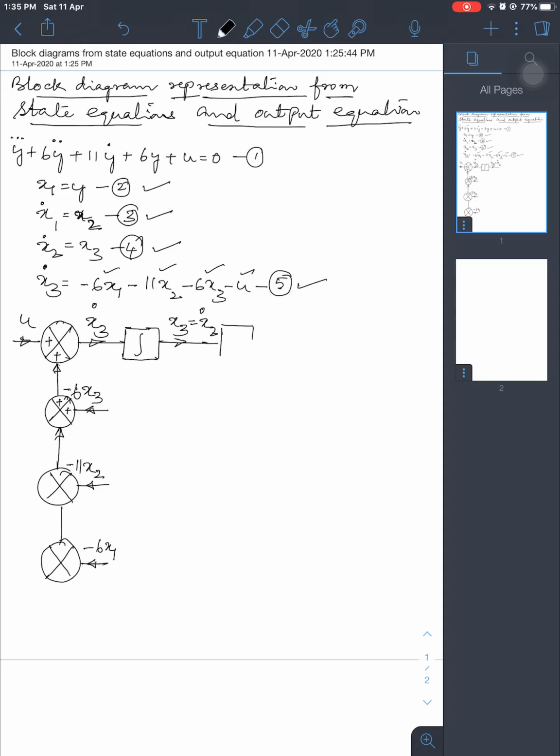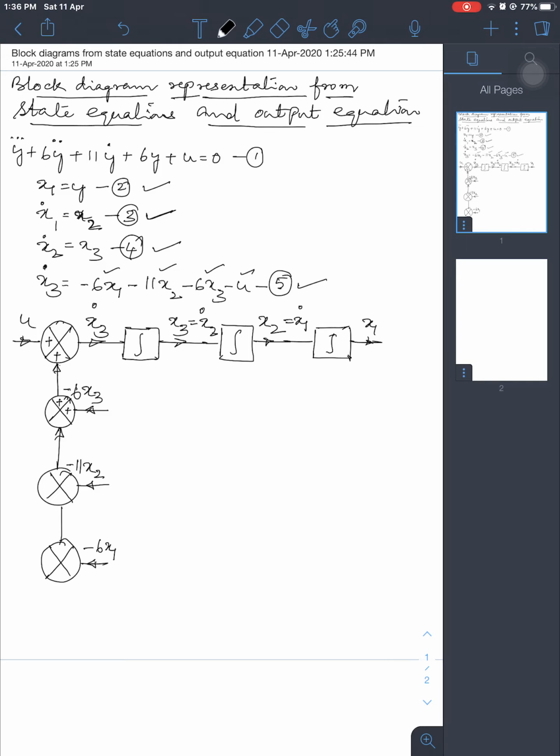Now we will pass this x2 dot through another integrator. What you get out of it is x2, and from equation 3, x2 is equal to x1 dot. We'll pass it through another integrator. So what do we get out of it? It is x1. x1 dot, when integrated, you will get x1. Now we will try to get these signals from these outputs.